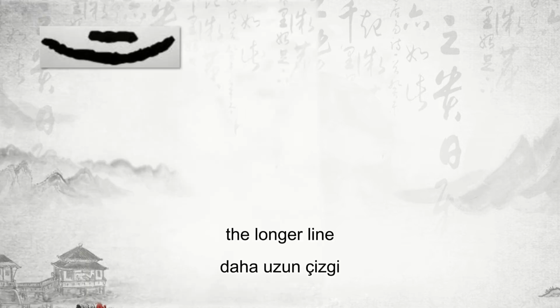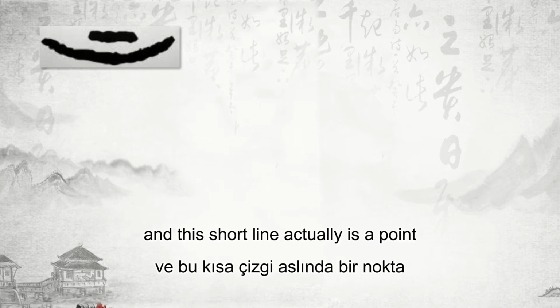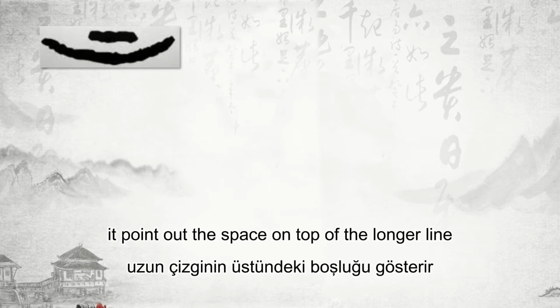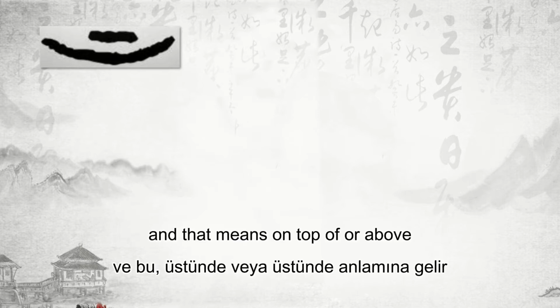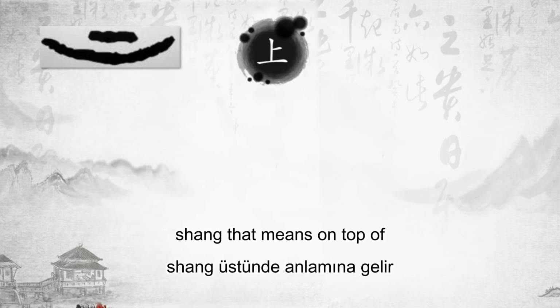The longer line and a short line above it. And this short line actually is a point. It points out the space on top of the longer line, and that means on top of or above. And nowadays we're writing this way. Shang, that means on top of.